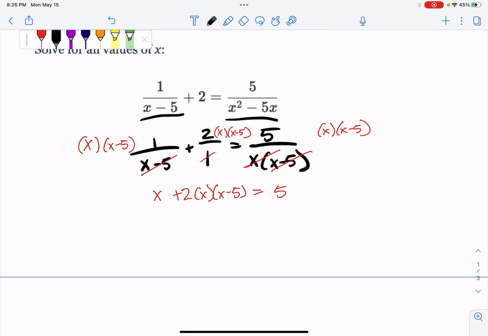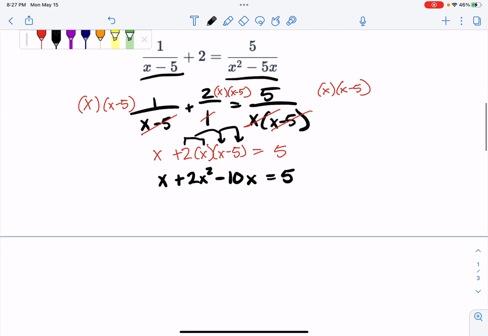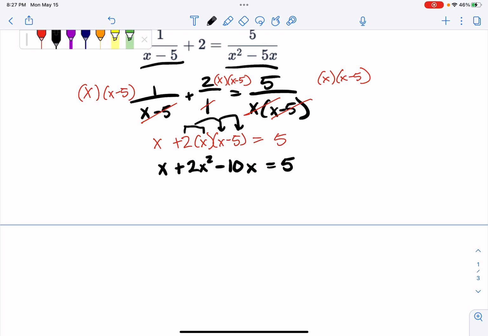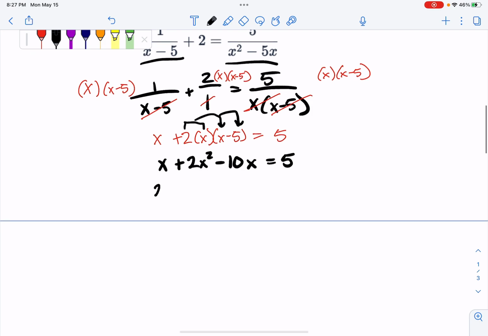So now on the left, we can start multiplying and combining our like terms. We're going to have to take this 2x and distribute it to both x and negative 5. So now we have x plus 2x squared minus 10x equals 5. Now I have an x squared and x's, so I'm going to need to bring everything to the left-hand side and try to factor this. 2x squared, combining like terms, minus 9x, subtracting 5 from the other side, minus 5 equals 0.